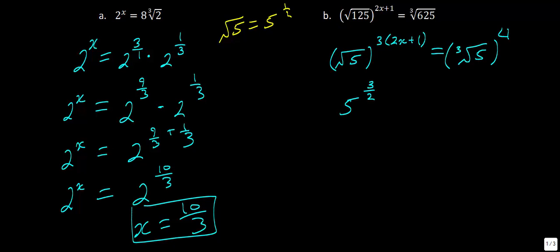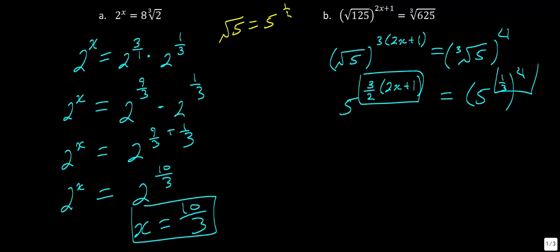Okay. If we continue on right there, then I still have the 2x plus 1, like so. And this one, because it's a 3, follows the same rule, only it's going to be 5 to the 1/3. And then that is all going to be raised to the power of 4, like so. Now if we start simplifying this a little bit, you'll notice that we finally do have the same base. This one is going to be 5 raised to the power of all this. So I now have 3 over 2 times the bracket 2x plus 1 is equal to, I'm just going to multiply these together, 1/3 times 4. Remember, when you have an exponent to an exponent, you just multiply those. So that's just 4/3 like that.